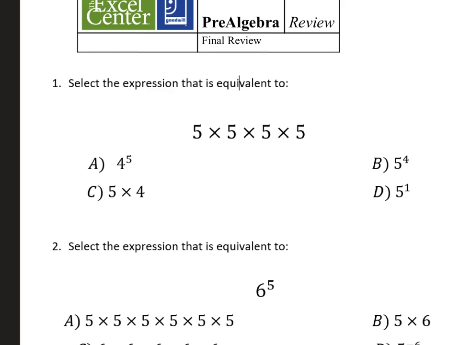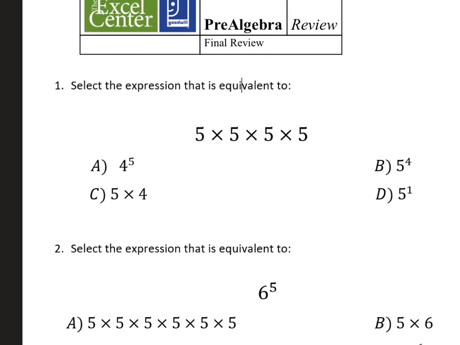So we are looking at the pre-algebra final exam review packet here, and question number 1 asks us to select the expression that is equivalent to 5 times 5 times 5 times 5. This is an exponent problem. Remember, it's your base, which my base will be 5, and it's 5 times itself 4 times, so B will be my answer here.